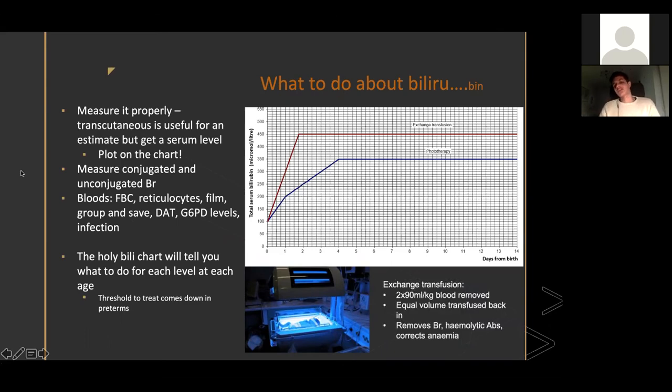Okay, so in an exchange transfusion, for those of you interested, you do 2 × 90 mL/kg of blood removed, and then you transfuse an equal amount in. I don't know if you do it at the same time. I imagine you do it at the same time. It wouldn't make sense otherwise.